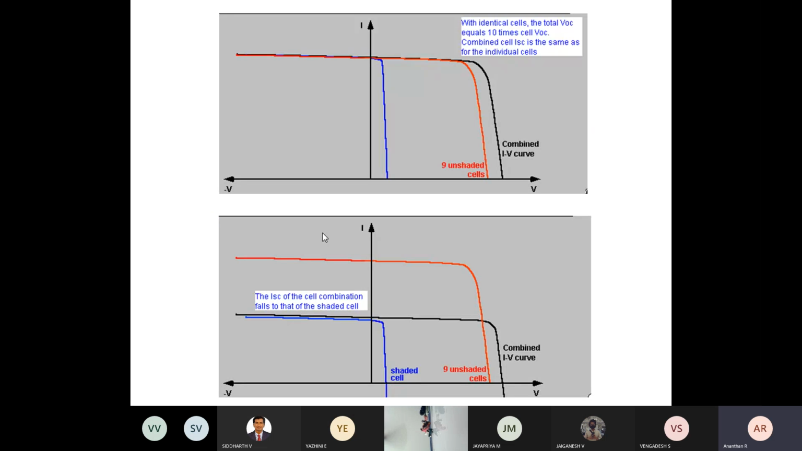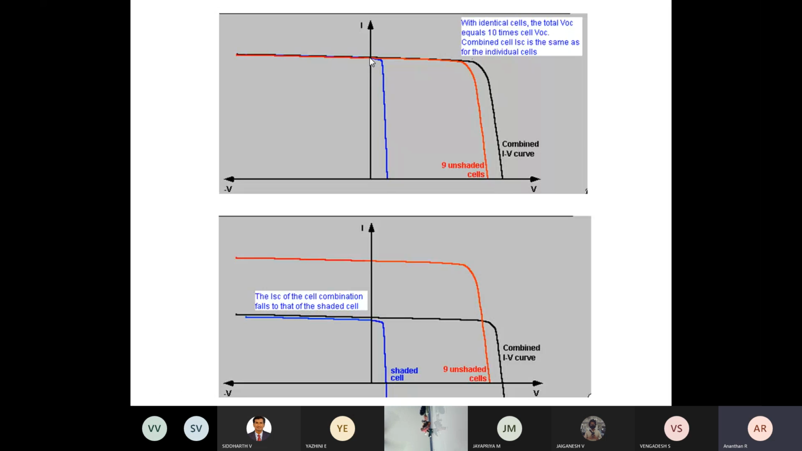Let us say the cells are not shaded, and then one cell is shaded. There are no bypass diodes in the circuit, so all the cells are in series. If there is no shade, nine unshaded cells will yield the power shown in red. One single partially shaded cell will yield this much power. If you see the combined output of the two cells, you can get this much voltage, but as we know, your short circuit current will be the same.